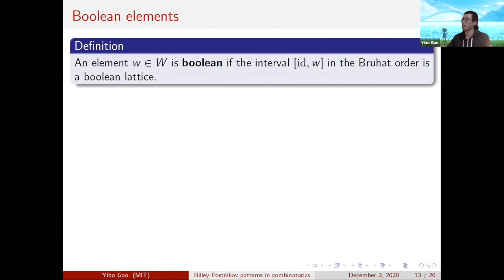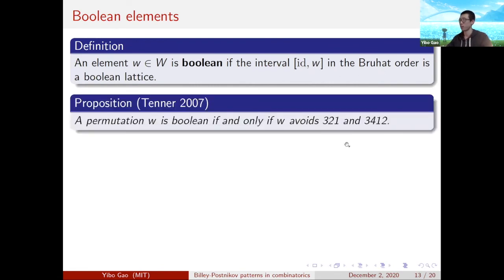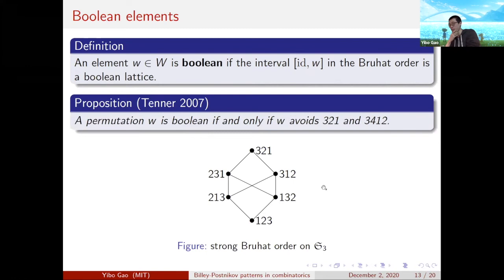I have 4 examples left, but we don't have to go through any of them. Let's see. An element W is called Boolean if the interval below W in the strong Bruhat order is a Boolean lattice. A permutation is Boolean if and only if it avoids 3 2 1 and 3 4 1 2. This is the strong Bruhat order of S3, and if I take 3 2 1, the interval below it will be the whole thing, and this is not a Boolean lattice. But if I take 2 3 1, then this part is a Boolean lattice.